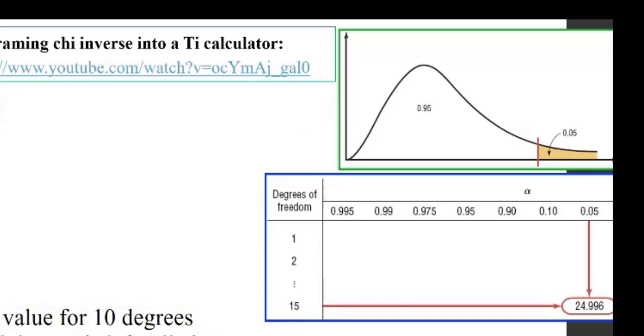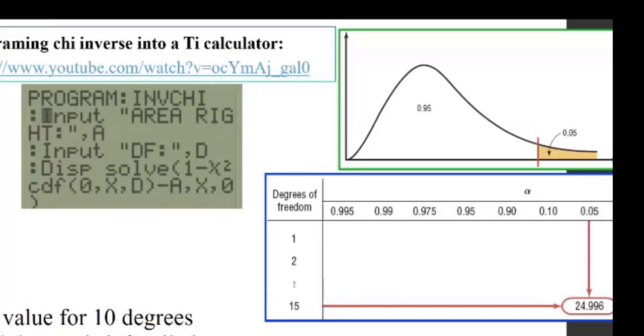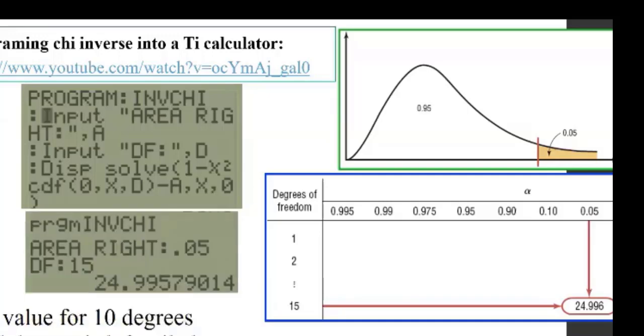24.996. Again, there is a place where you can program chi-square inverse into a TI calculator. I am giving you the program, I'm giving you the YouTube, you can look it up. I've seen that most of the time this works, sometimes it doesn't, but try this, class. If you're interested in using technology, that's fine. And so it is a long process. Honestly, for a simple case like that, it is much easier to look up the table. Okay, so this is how you look it up.